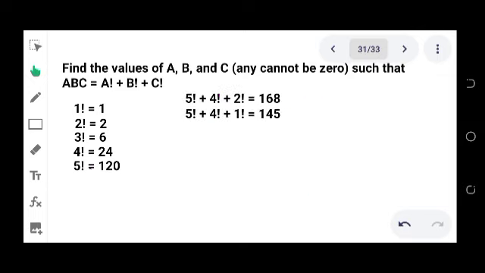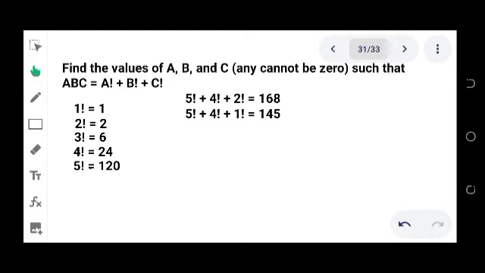This time, let's try the combination of 5 factorial plus 4 factorial plus 2 factorial. That gives us 146 as the sum. But if we take the digits as the number, then that is 542, which is not equal to the sum. So we cannot use 5, 4, and 2.